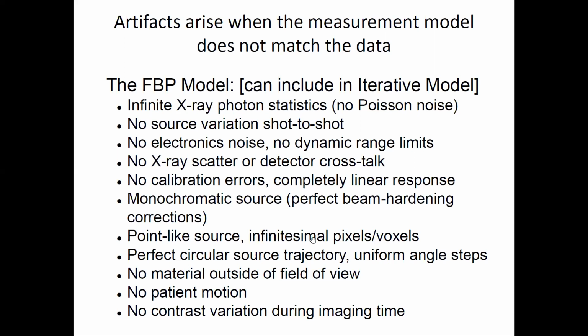It's a point-like source with infinitesimal pixels and voxels. So this is your geometry, both in the source and the image. Perfect circular source trajectory with uniform angle steps, again, approximations. No material outside the field of view, no patient motion. Now that's the special one. We'll come back to that guy. And no contrast variation during the image time, which is sort of related. So these are at a different level of challenge than the rest of them. These you could do on a phantom.